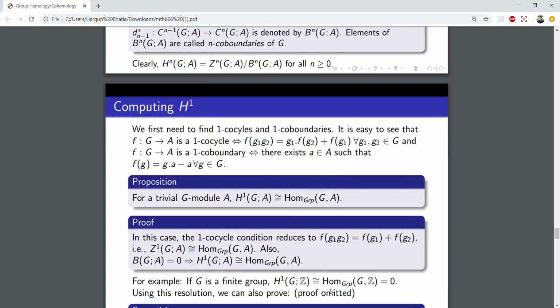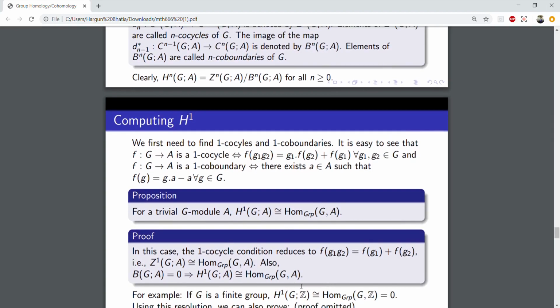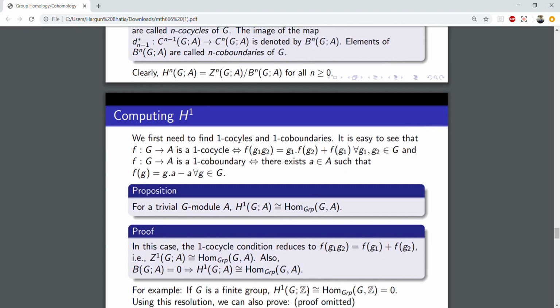So this immediately tells you that, for example, if you have a finite group G and you want to compute the first cohomology of G with coefficients in Z, that's nothing but the group morphisms from G to Z. Now if G is finite, this is 0. There are no non-trivial morphisms because Z is torsion free essentially.